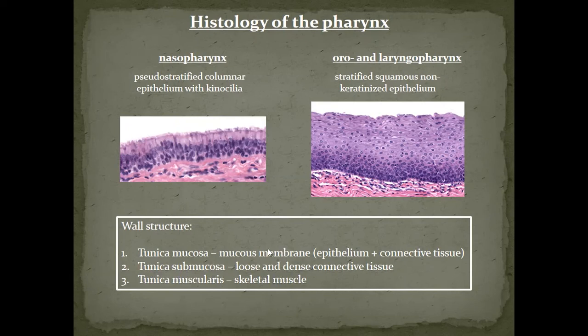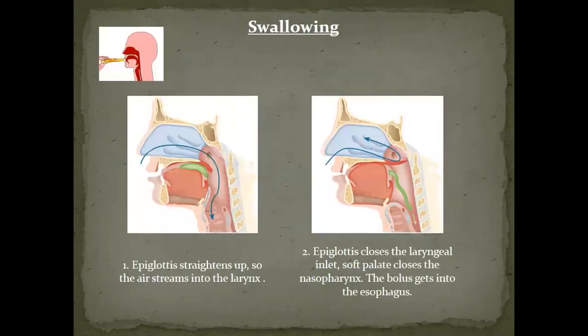After this, usually we again have a connective tissue layer called the adventitia. This is the mechanism of swallowing, sorry. And how these pathways through the oral cavity and through the nasal cavity change.